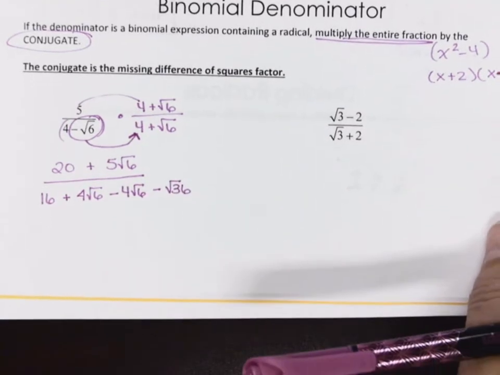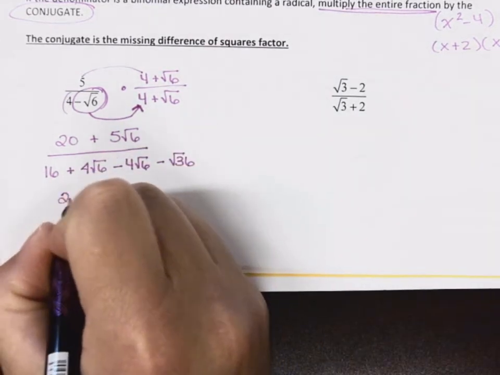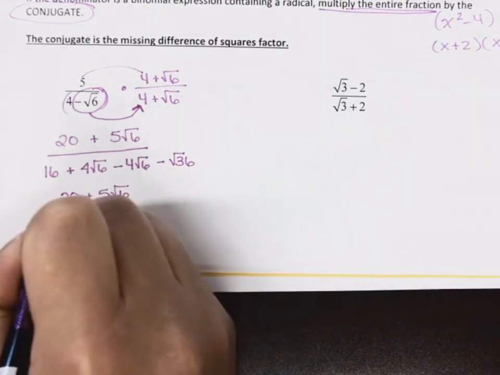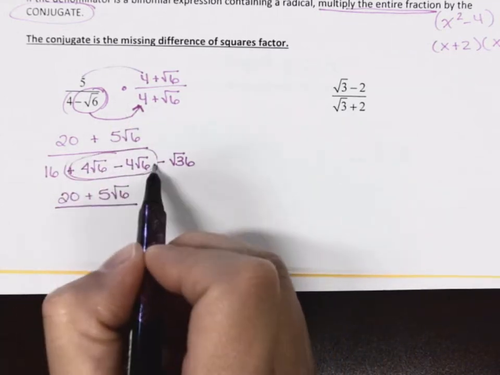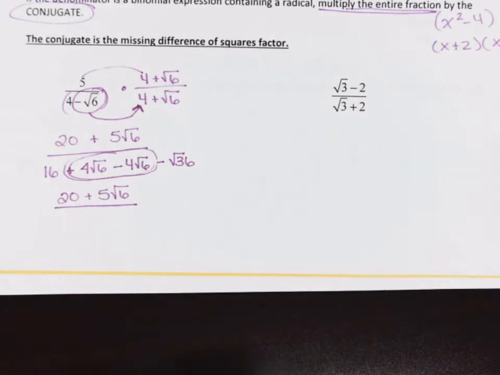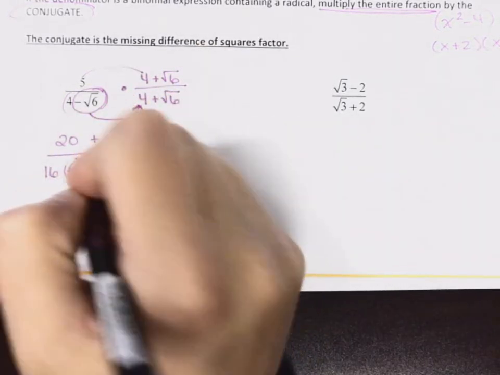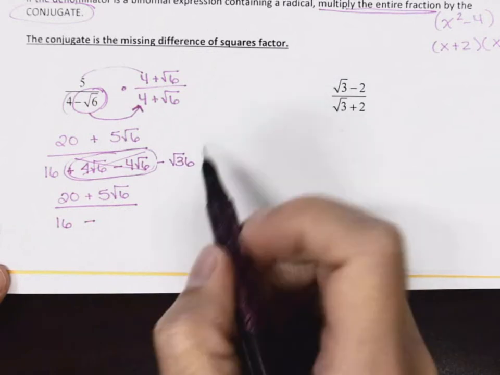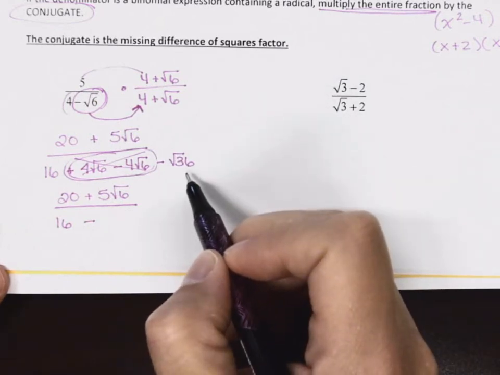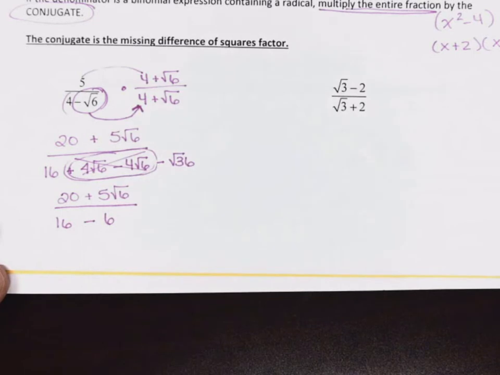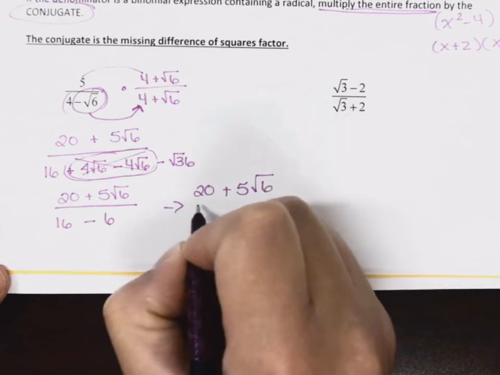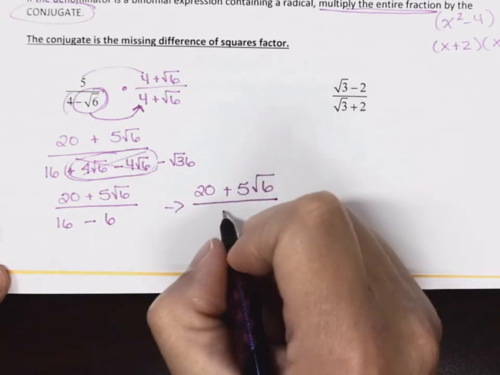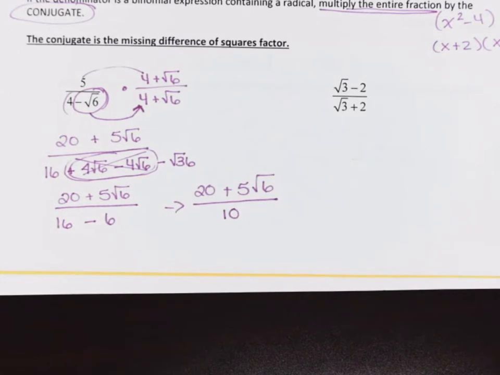Right? Okay. Whew. Now we're going to eliminate some stuff. So 20 plus 5 root 6. So what do you notice about these two things in the middle? One's positive, one's negative. What happens to them? They cancel each other out. They go away. So now I have 16 minus, can I take the square root of 36? Yeah. So I'm just going to move over here. So I have 20 plus 5 root 6. And 16 minus 6 is 10. Now, can I reduce that at all?